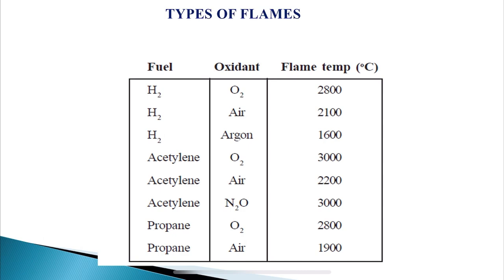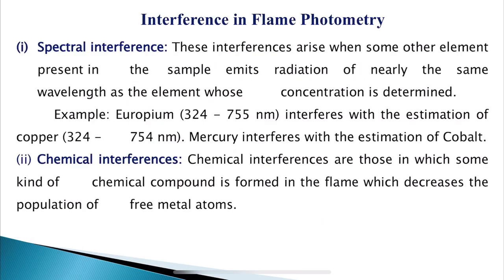If yellow color appears in the flame, sodium is present; if violet is observed in the flame, potassium is present. Like this each and every element has its own characteristic color. This is quite interesting while studying flame photometry. If we observe the color, that color gives us a lot of information in identifying the elements. So this is about the types of flame which we are going to use in the flame photometric experiment.